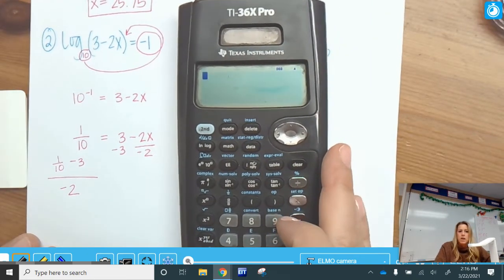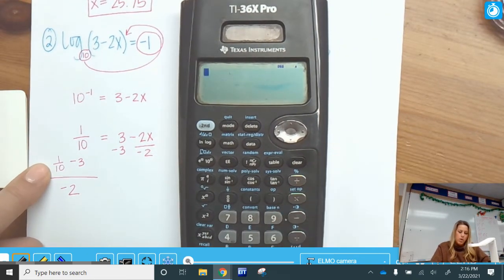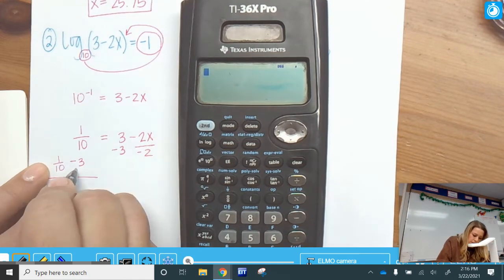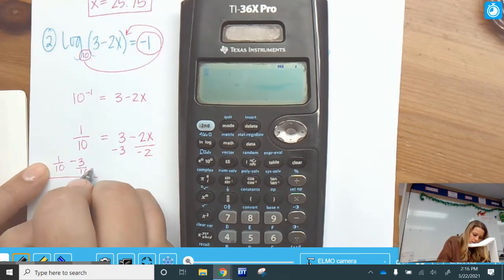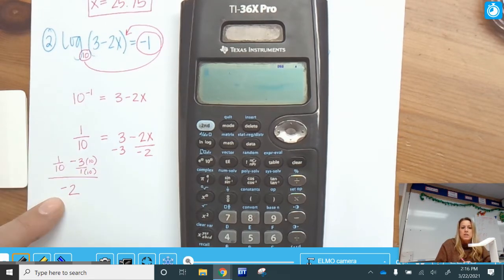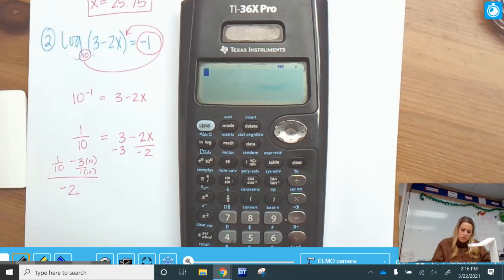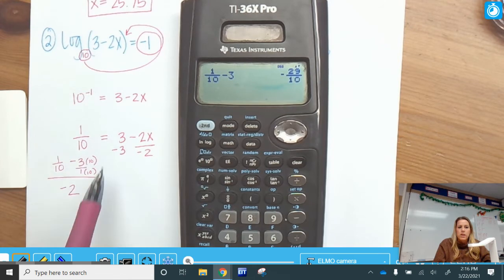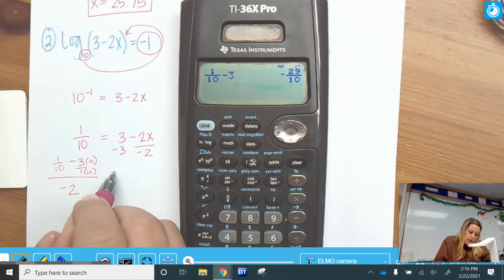Now, it depends on what kind of calculator you have, but for 1 over 10, you could write this out. That's fine. Find a common denominator, subtract, and then divide. But eventually, you will have to use a calculator. I have a fancy one that I can do a fraction. If you have one that you can do a fraction, great. Then I'm going to minus 3, and that's my answer. And if I were to do it here, I would also get negative 29 over 10.